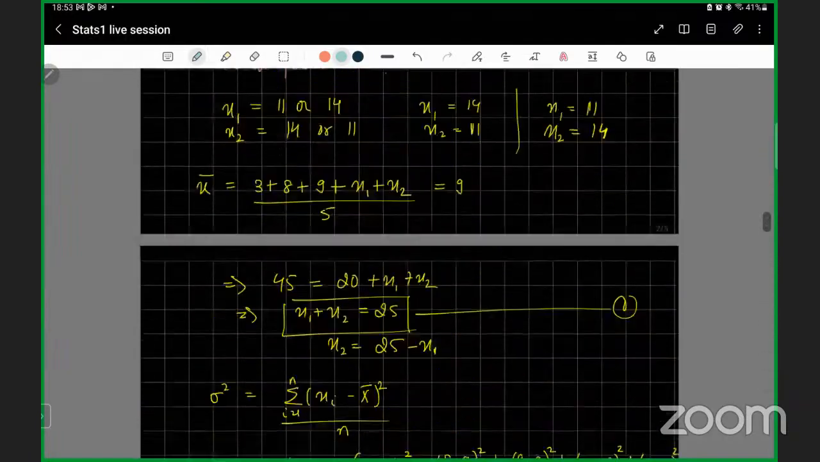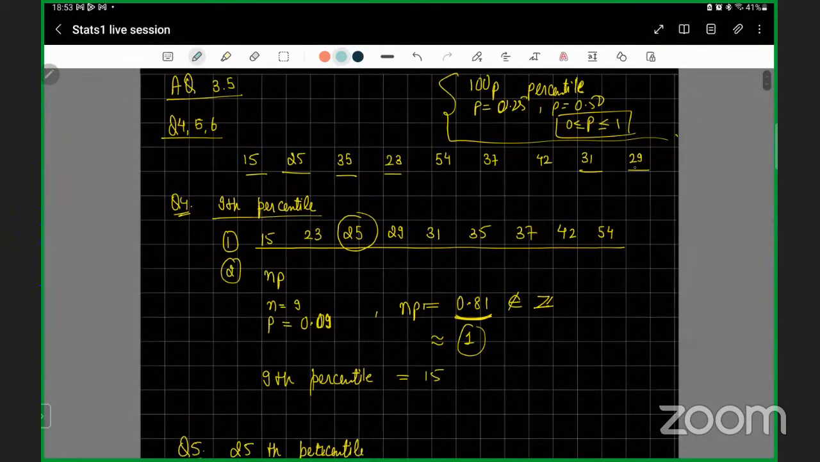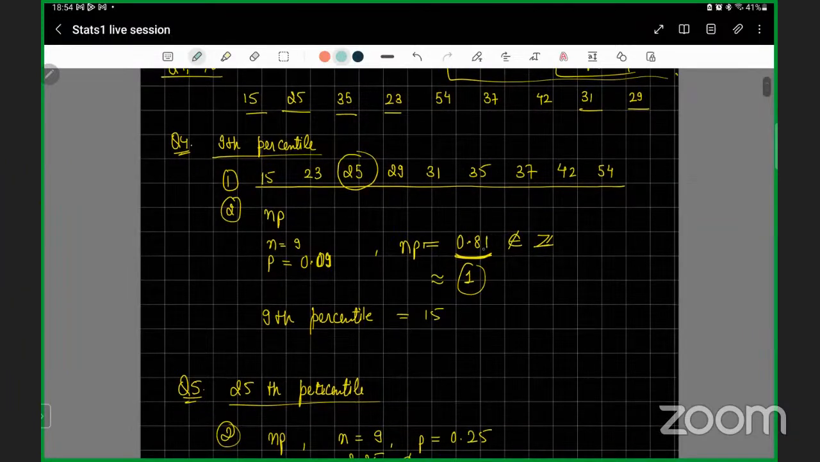For example, in this question, this was the data given to us. First, we arranged the data in ascending order. Then we found NP and it comes out to be 0.81, which is not an integer. So I took the next integer, which is 1, and looked for the first position in the arranged data set. The first position captures 15, so my 9th percentile will be 15, right?